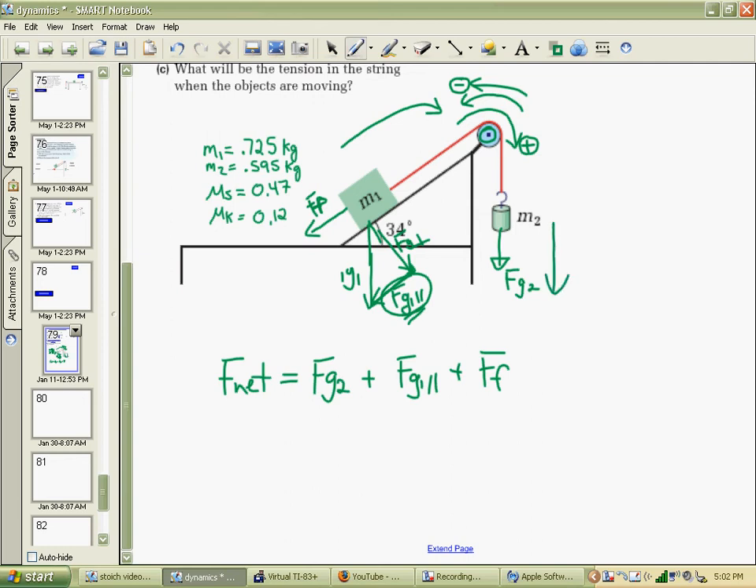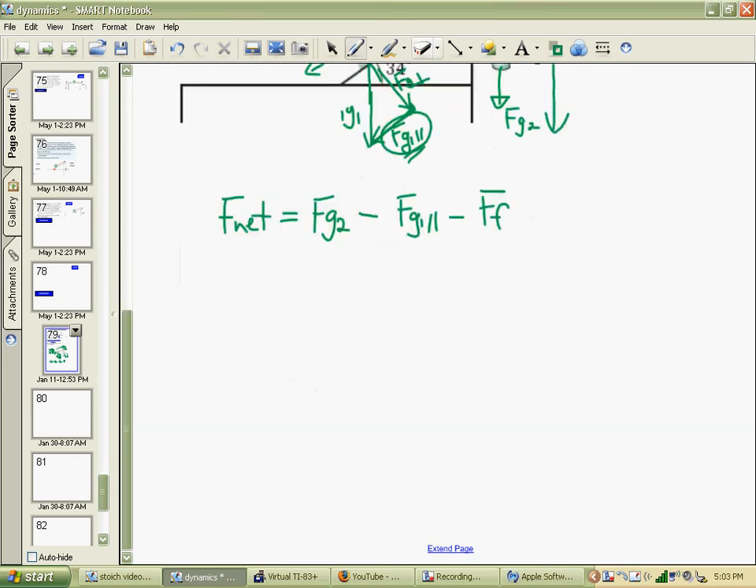FG1 parallel is making the pulley go counterclockwise, so we're going to make that a negative. So I'll quickly toss in a little negative here. And our Ff is also in the same direction as FG, so we will, again, get rid of that and call this one negative. That'll be important to get our numbers right as we move through here.